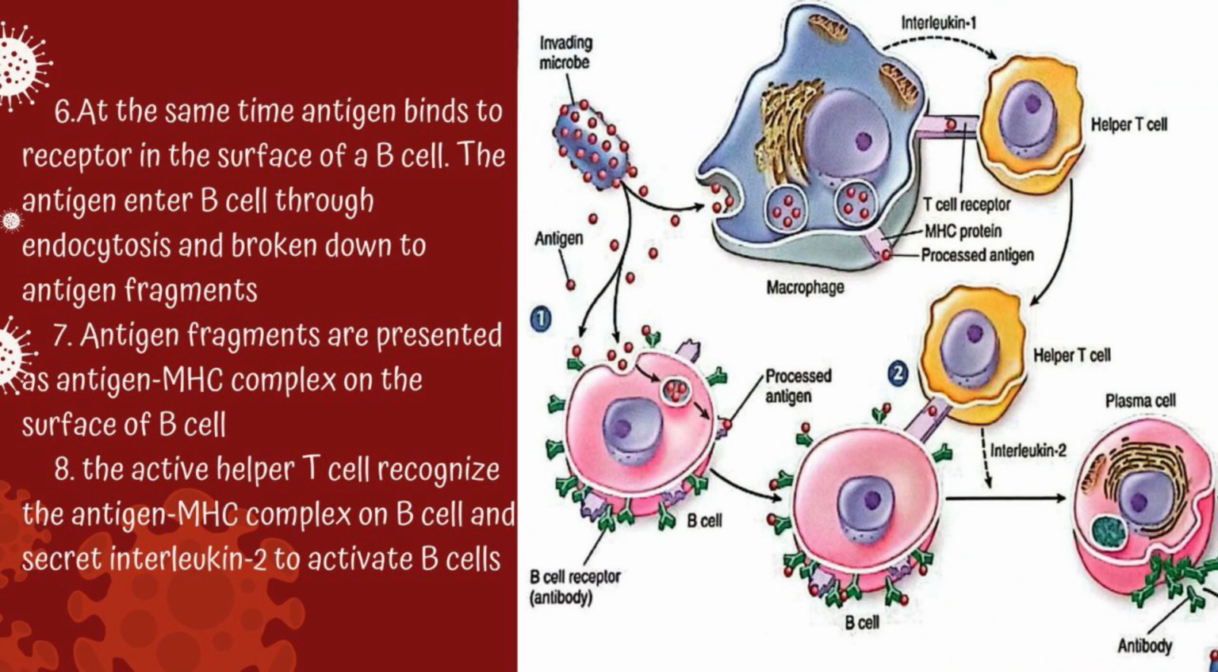At the same time, antigen binds the receptor in the surface of a B cell. The antigen enters B cell through endocytosis and is broken down to antigen fragments. Antigen fragments are then presented as antigen-MHC complex on the surface of B cell. The active helper T cell recognizes the antigen-MHC complex on B cell and secretes interleukin-2 to activate B cells.